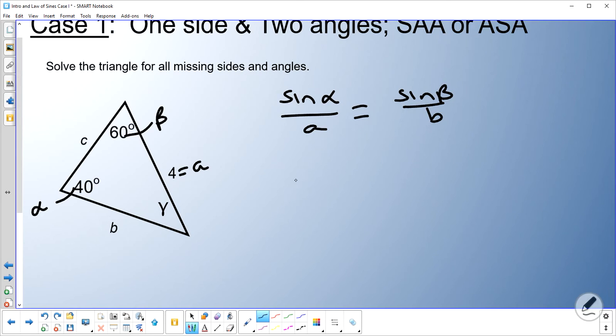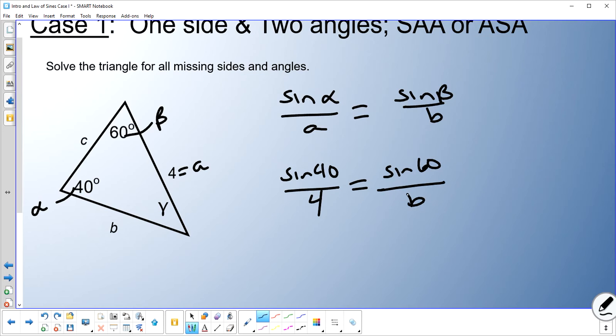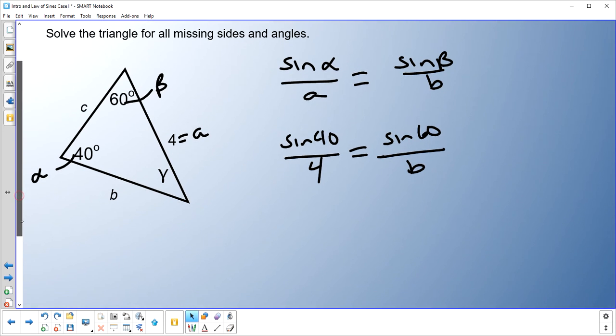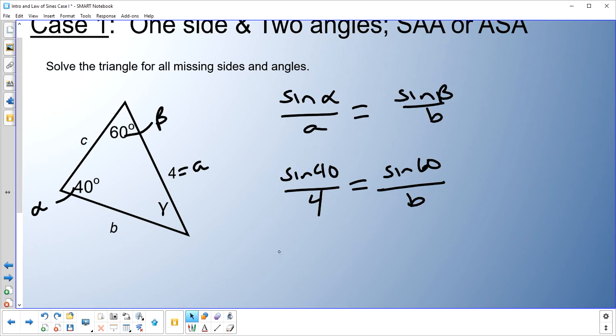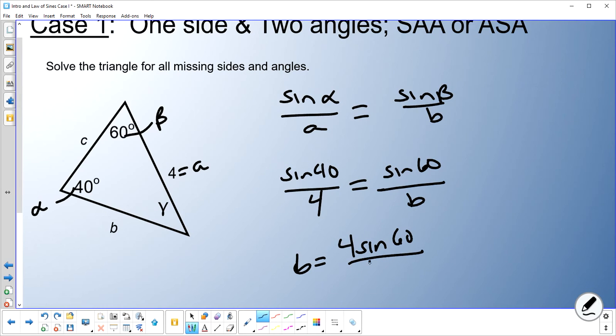And if I plug in the values that I have, sine of 40 over 4 equals sine of 60 over our unknown B. A common way to solve this is just to do cross multiplication. If we did solve this, we'd end up with B equals 4 sine of 60 over the sine of 40, if we take the time and do that.